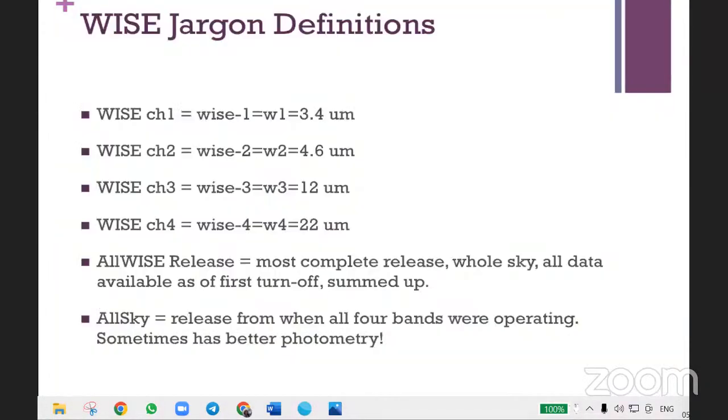So important jargon and data products. So why is jargon?